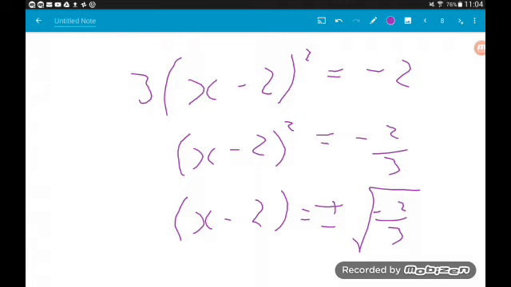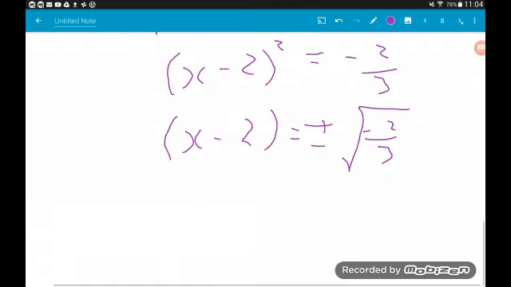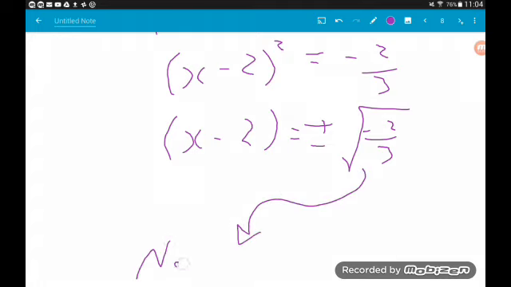But we can't do it, yeah? I don't think you're going to see that until next year, or if you do further maths. So this guy has no real solutions. So we can't actually solve this quadratic, which we're going to see more examples of when we come to something called the discriminant of a quadratic.